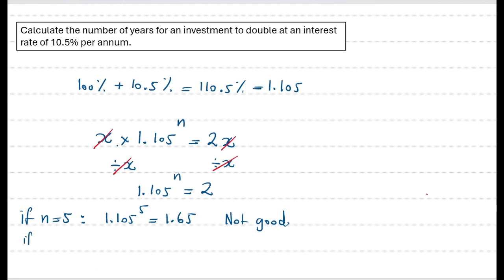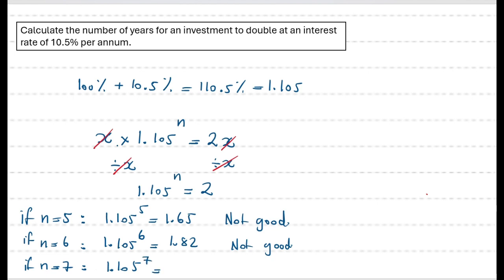If n is 6, then 1.105 to the power of 6 will give us 1.82, still not good. And if n is 7, then 1.105 to the power of 7 is going to give us 2.01, which is what we want. So of course, this is good. Therefore, it will take 7 years.